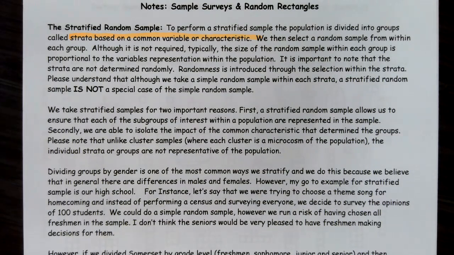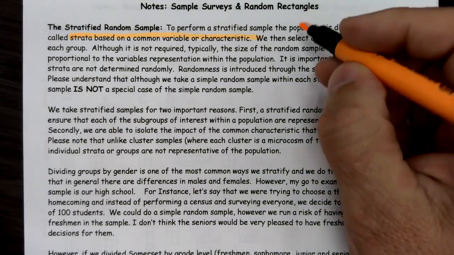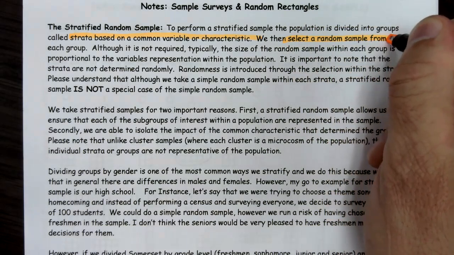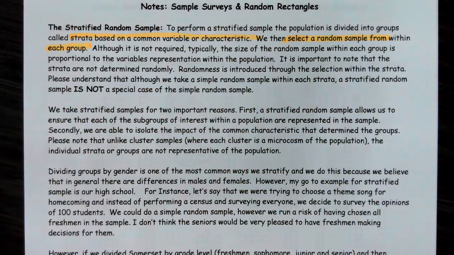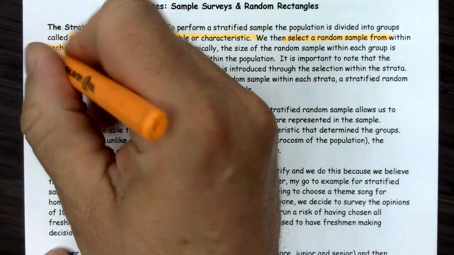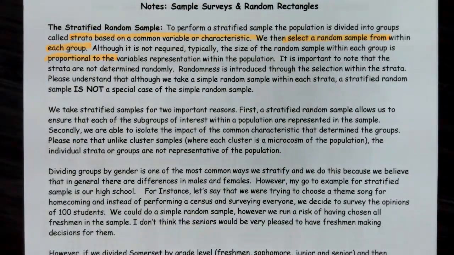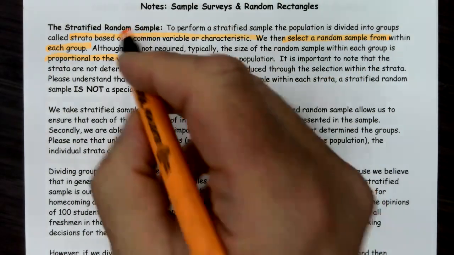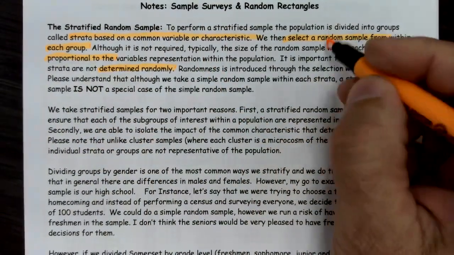All right. So we divide them into groups based on common characteristics. Then we select a random sample from each group. All right. From each group, I'm going to select a random sample. Though not required, typically the size of the random sample within each group is proportional to the group's size. All right. Generally proportional to the group's size. It's important to note strata are not determined randomly. The randomness is introduced through the selection within the strata.